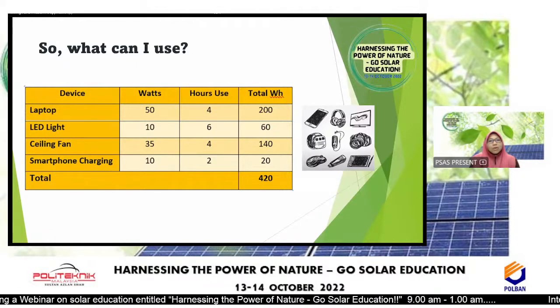The laptop we use for 4 hours per day. So 50 watts times 4 hours gives a total of 200 watt hours. Then the LED light, 10 watt, is used 6 hours per day. So 10 watt times 6 hours gives 60 watt hours. The ceiling fan, 35 watts times 4 hours, gives 140 total watt hours. The last one is smartphone charging, 10 watt times 2 hours of charging per day, which is a total of 20 watt hours. So from the 420 watt hours that we produce, we can use 4 devices in a day, right? It depends on the hours that we use.